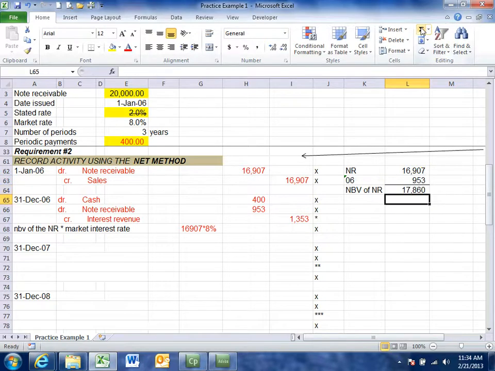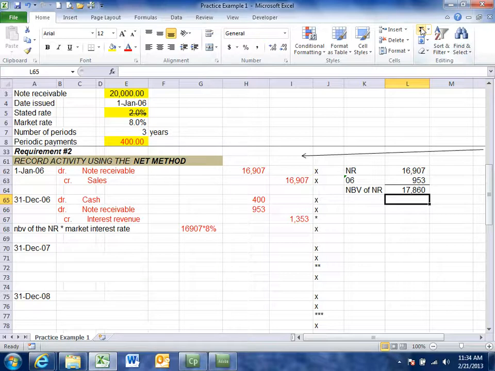All right. So in 2007, what happens? Another year has passed and we're entitled to another cash payment, right? So the customer is going to make another cash payment. Again, that cash payment doesn't change. It's the same every year. It's always $400. So we debit cash for $400.